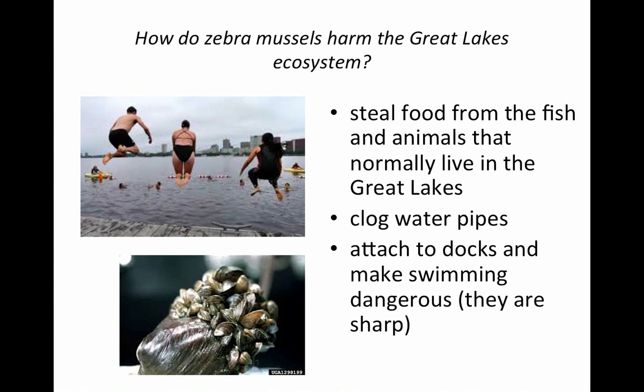Finally, zebra mussels attach to the docks and make swimming dangerous for people. This is because they're sharp. So if you're swimming in Lake Michigan, you might brush up against a group of zebra mussels and cut yourself. This isn't a major problem for the ecosystem, but it's still a problem for people.